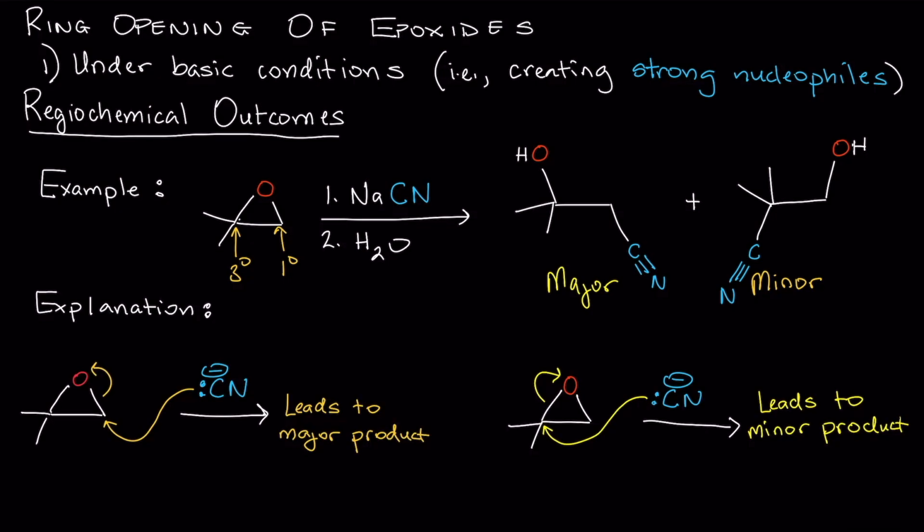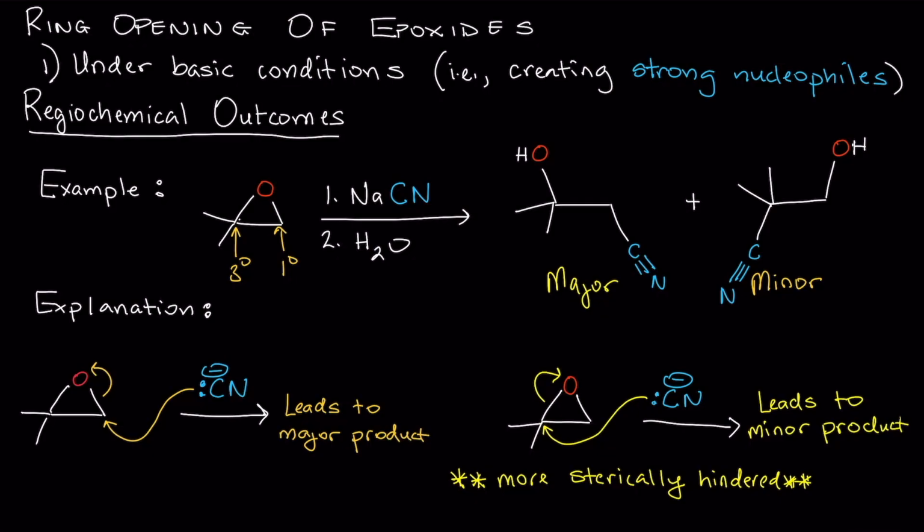And the explanation for this regioselectivity can be readily explained by looking at the mechanism for that ring opening step. So what I've shown here are two different mechanistic outcomes, one in which you attack the primary carbon, that's the one on the left, and the one in which you attack the tertiary carbon, that's the mechanism on the right. And you can see that if you attack the primary carbon, you would lead to the major product, but if you attack the tertiary carbon, you will lead to the minor product.